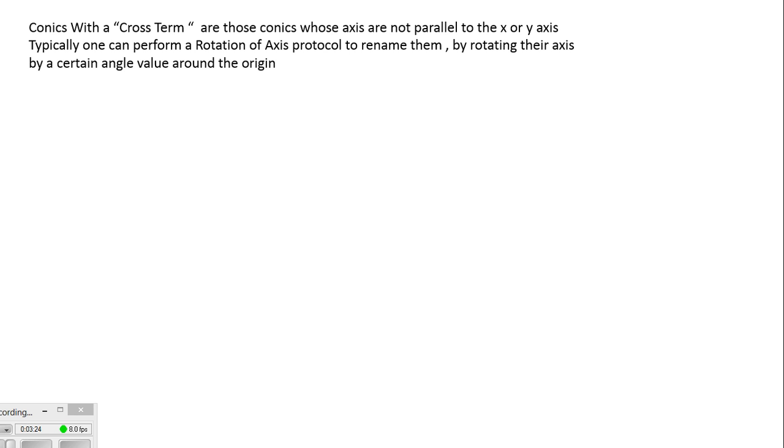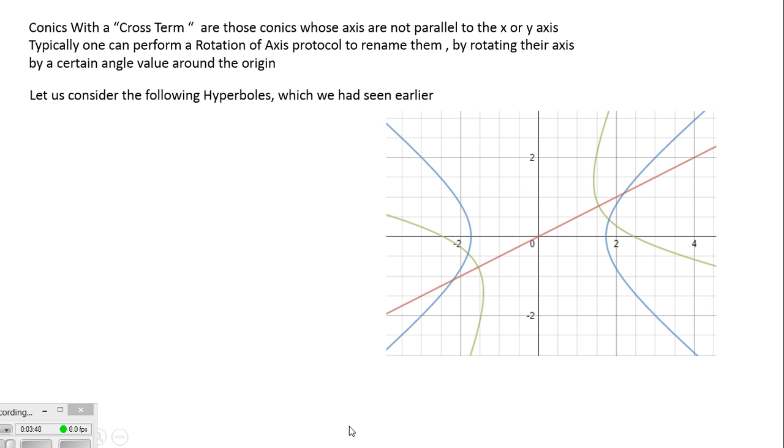Next, we are going to talk more now about these conics requiring this rotation of axes protocol to reorient them with new x and y axes. So they are, of course, terms which have that B term. So here we have two, what we call two similar, the same hyperbolas. So the equation in green is given here. And of course that is with a B term.